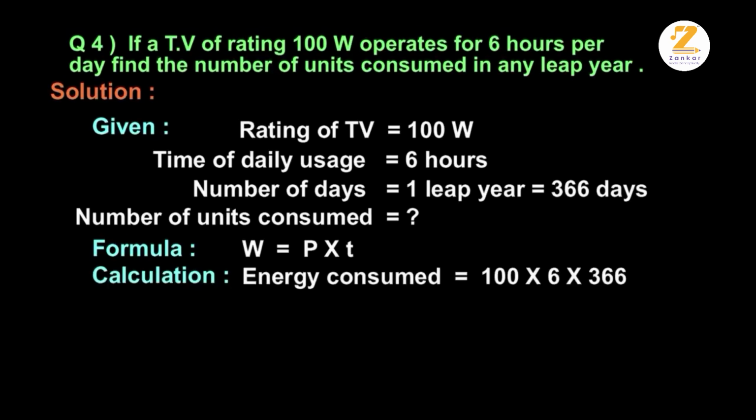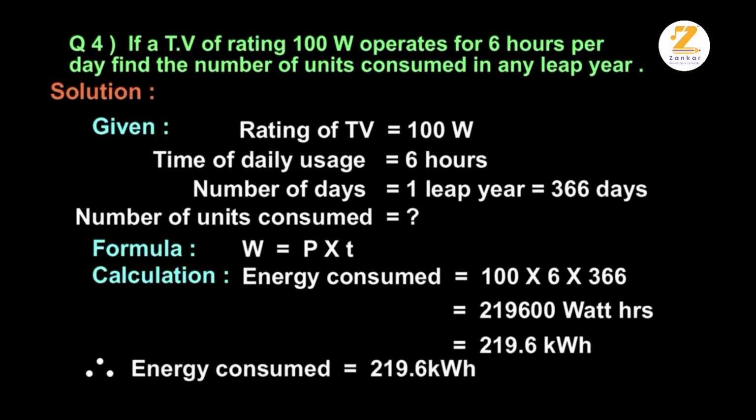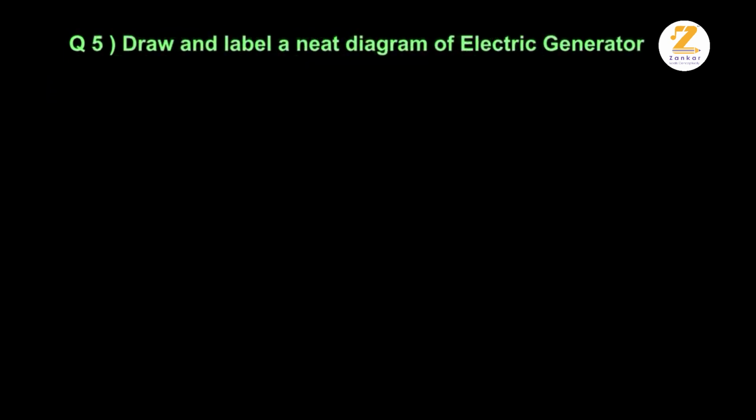Solution: energy consumed is equal to 100 into 6 into 366 is equal to 219,600 watt hours is equal to 219.6 kilowatt hour. Therefore, energy consumed is equal to 219.6 kilowatt hour. Draw and label a neat diagram of electric generator.